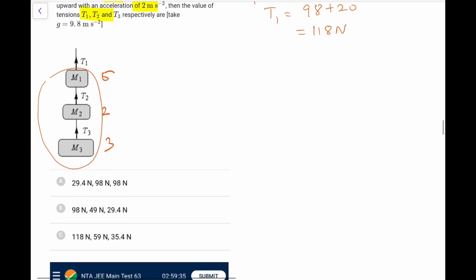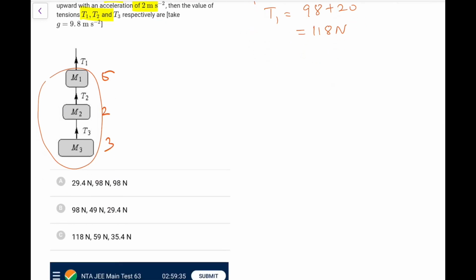So first for T1, take all 3 as the system. What I will write: T1 minus total mass, which is 5, 2, 3, 10, so minus 10g, equal to 10a. Okay, you have to take 9.8, sorry, so 10g, 10 into 9.8, that is 98, equal to 10 into 2. So the T1 value comes out to be 98 plus 20, 118 newtons. So the first one is 118 newtons.